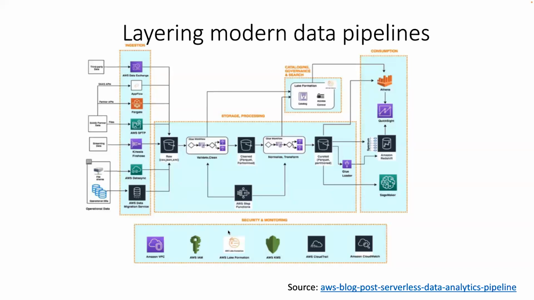And on the security and monitoring side, as I mentioned, all these services come with the security features of AWS. And for cataloging, this is your metadata storage about how your data is structured and what type of data you have. So this is the Glue catalog.